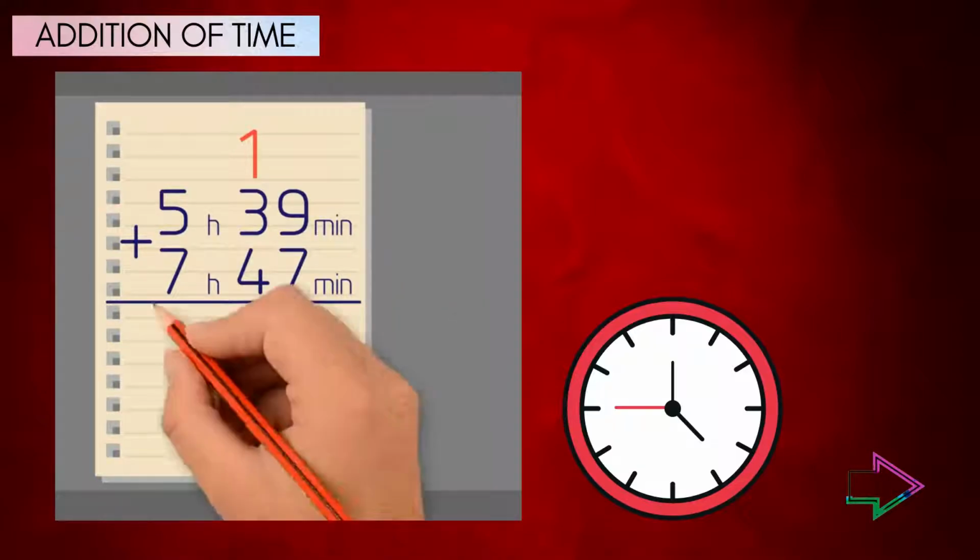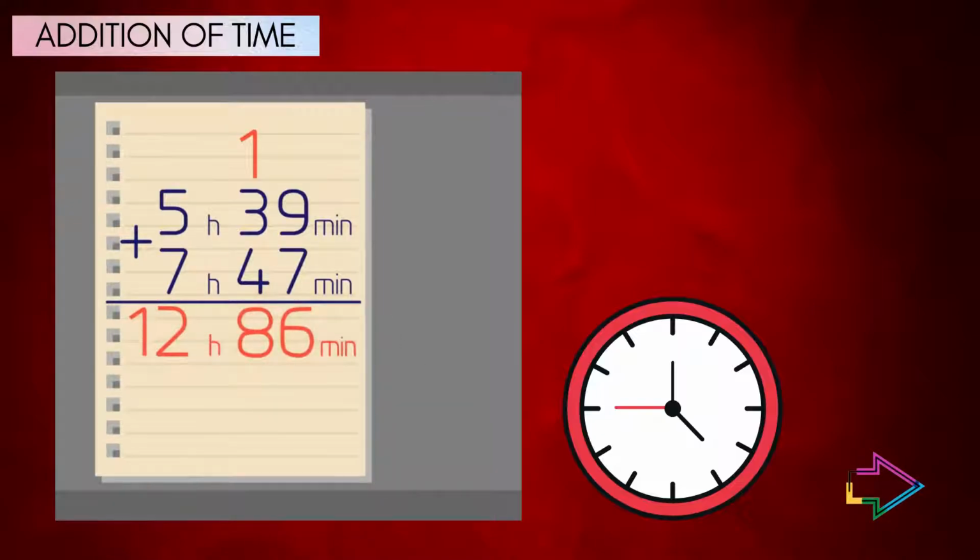Now we need to add the hours column. 5 plus 7 equals 12 hours. So we have 12 hours and 86 minutes.